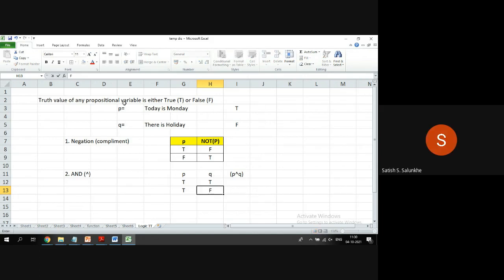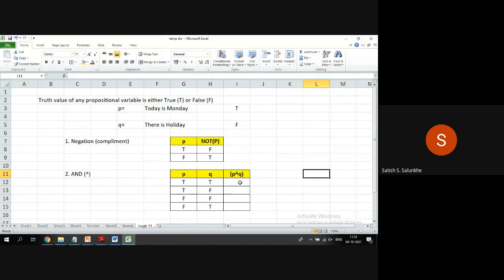Every propositional variable is either true or false. So these two things we have done. Then suppose P is false, so Q is true, and Q is also false. Something like that. So let me just make this as a table and let us quickly discuss the result.